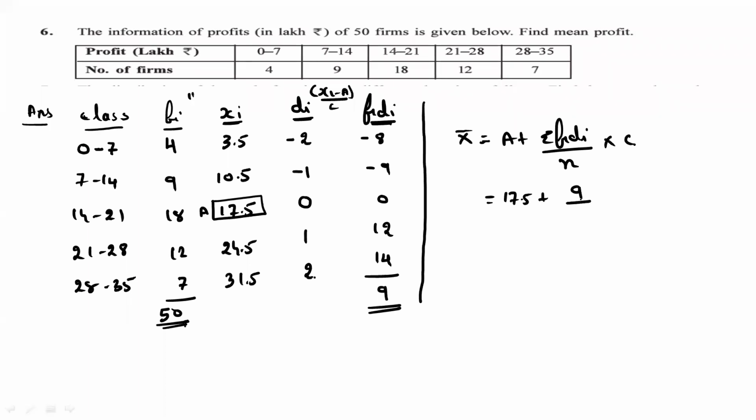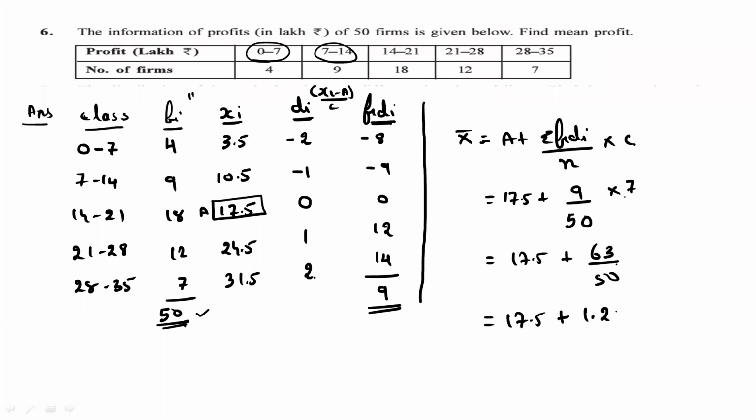What is the N value? N means the total, 50. And what is C? What is the class length? 7. You can get the class length from anywhere. So just multiply: 9 into 7 is 63, divided by 50 gives 1.26.